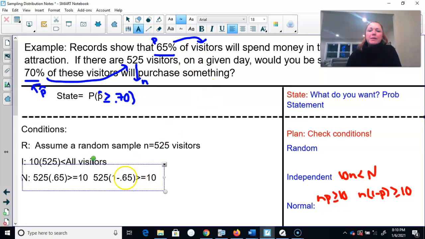Now, some of you are going to be like, Miss Opal, why didn't you put 0.35 there instead of 1 minus? Just get used to me when I teach you guys. I'm always going to plug in the formula just as it says. Because what will happen in my experience, if I would have put 0.35 there, because that is 1 minus 0.65.